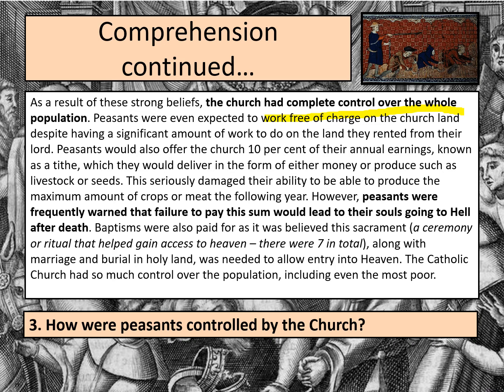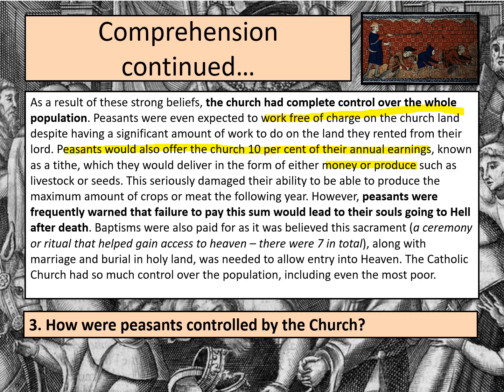But also, peasants would have to offer the church 10% of their annual earnings. Obviously, again, you've got to think about the fact that peasants did not earn very much. They had to really get by on the very bare minimum. So the fact that they would have to offer the church 10% of their annual earnings was obviously quite difficult. They would also deliver this in either money or produce. It's important we know that they might often give up their livestock, which they might use for food, or even seeds for the crops that they would grow. Obviously, this really damaged their ability to produce the maximum amount of crops or meat the following year. So by giving it to the church, they suffered as a result.